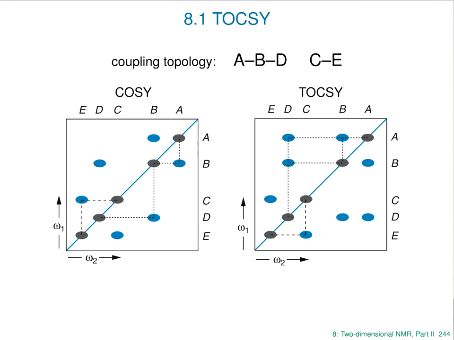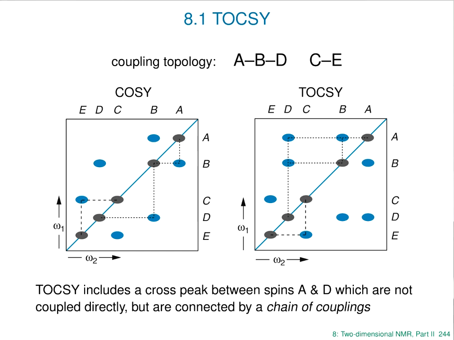Now TOCSY is a different kind of spectrum and it gives you a very similar display, except in TOCSY you see correlations between spins which are either coupled or have an unbroken chain of couplings between them. And so the difference you would see in a TOCSY spectrum in this case would be that you'd see a cross peak between A and D, and you can spot that in the top left hand corner of the TOCSY spectrum. And you see a cross peak between A and D because A is coupled to B and B is coupled to D. So in TOCSY that means you can see an AD cross peak.